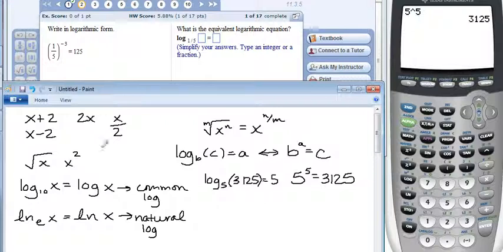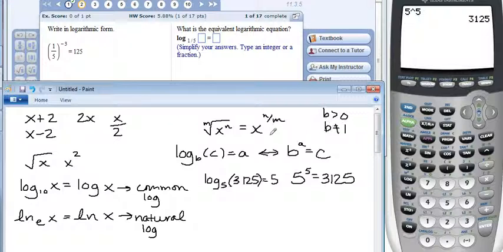Same thing here. Okay. Now, one stipulation that I didn't write down right here that we're going to need is that b has to be bigger than 0 and b can't be 1.